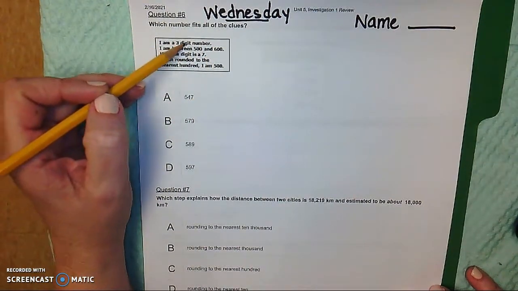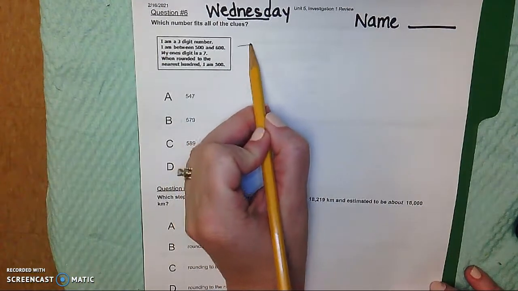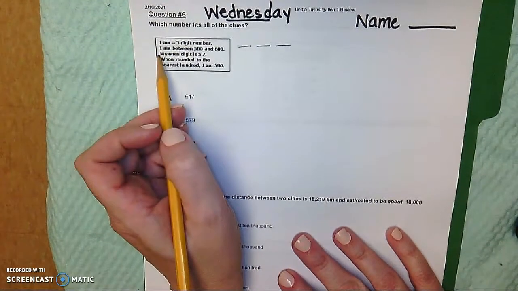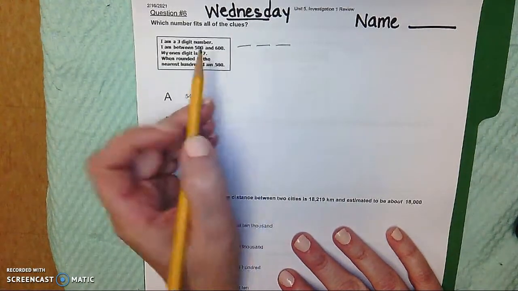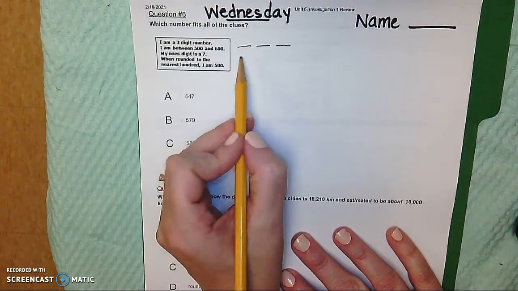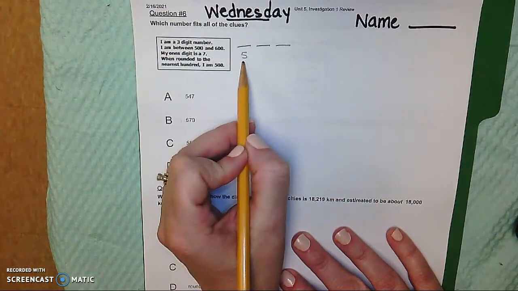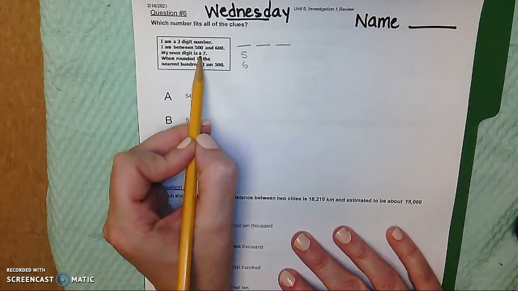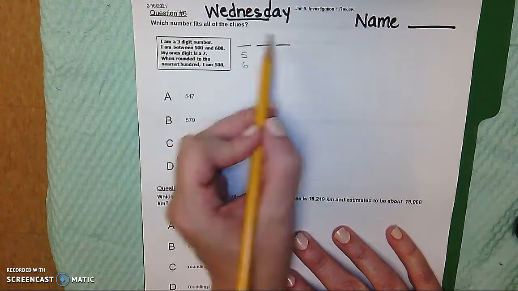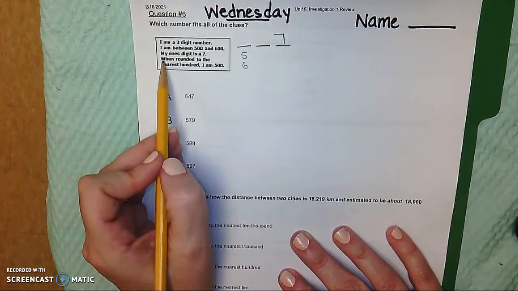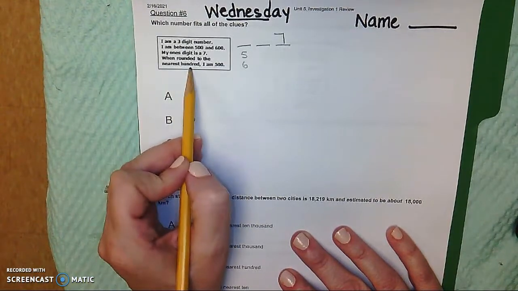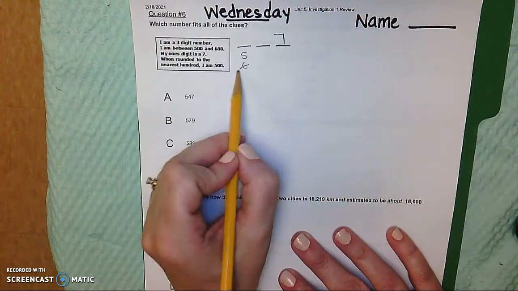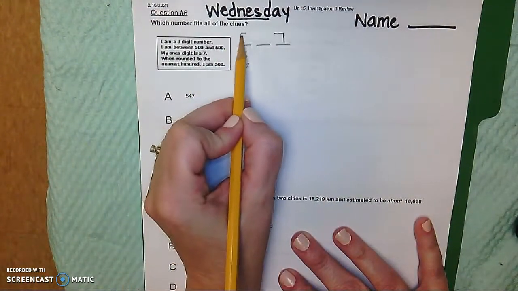I am a three-digit number, so I know that there are three digits in this number. I am between 500 and 600. So I know that my number can begin with either a 5 or it could be 6. My ones digit is a 7, so I have to find my ones digit and put a 7. And when rounded to the nearest 100, I am 500. So I know that I cannot begin with 6, I have to begin with a 5.